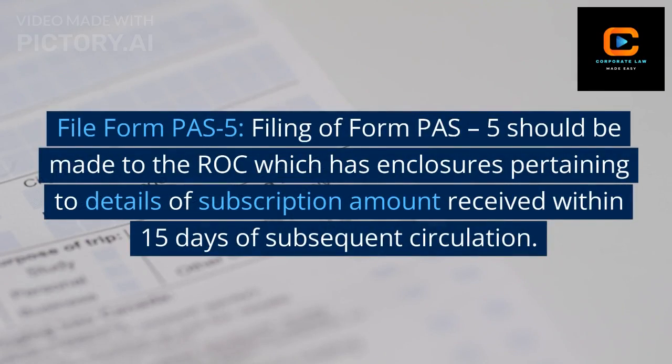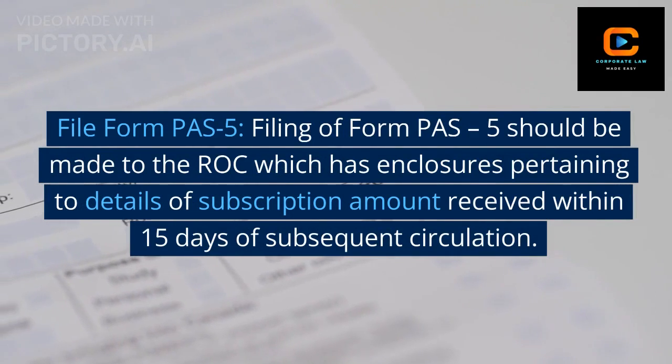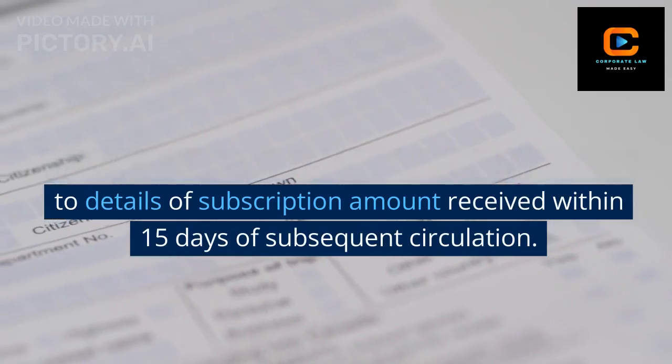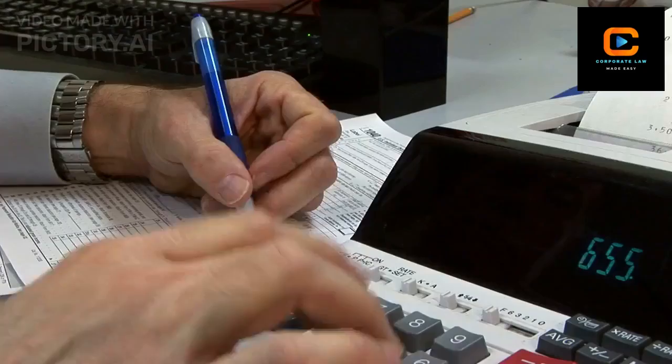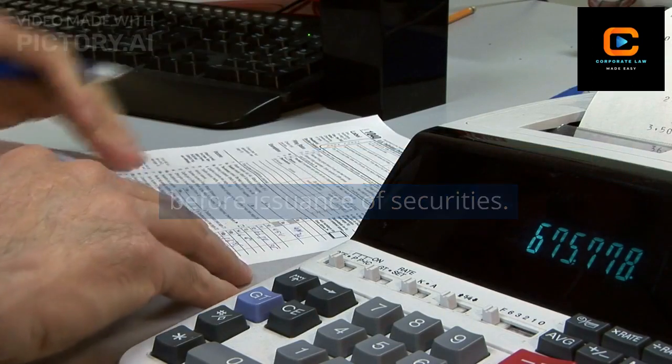File Form PAS5. Filing of Form PAS5 should be made to the ROC which has enclosures pertaining to details of subscription amount received within 15 days of subsequent circulation. It is relevant to note that such form must be filed before issuance of securities.